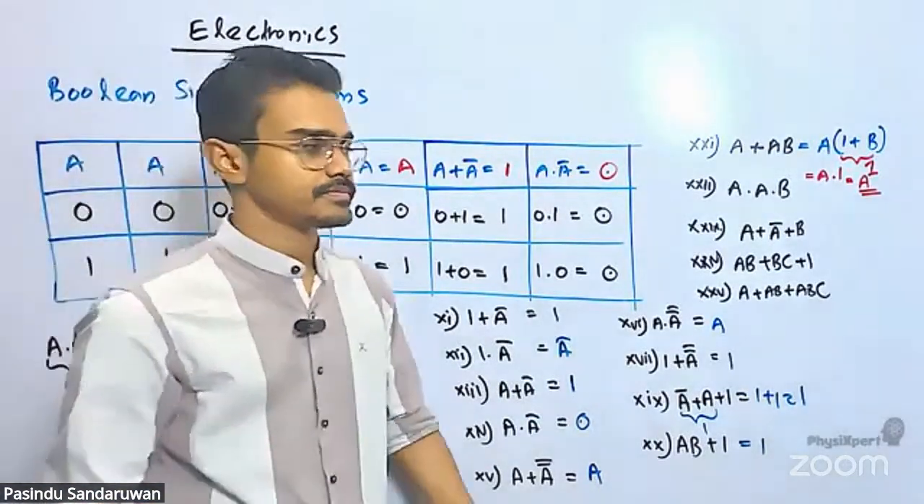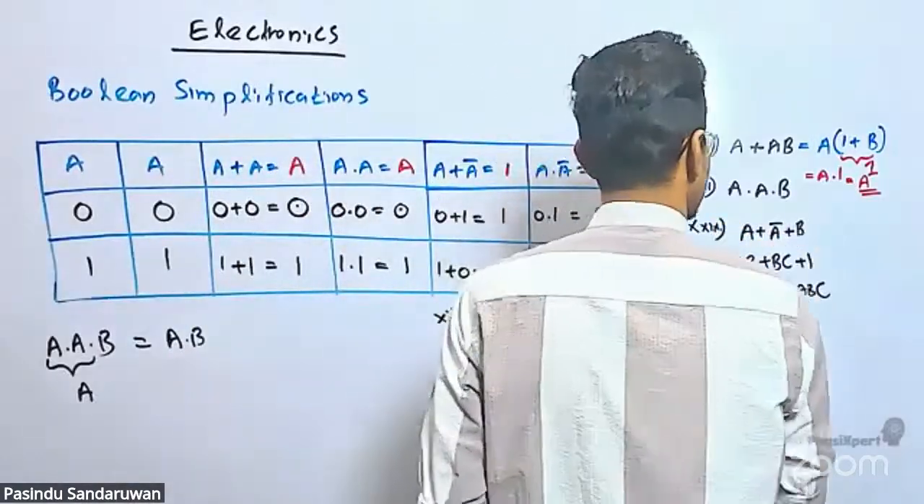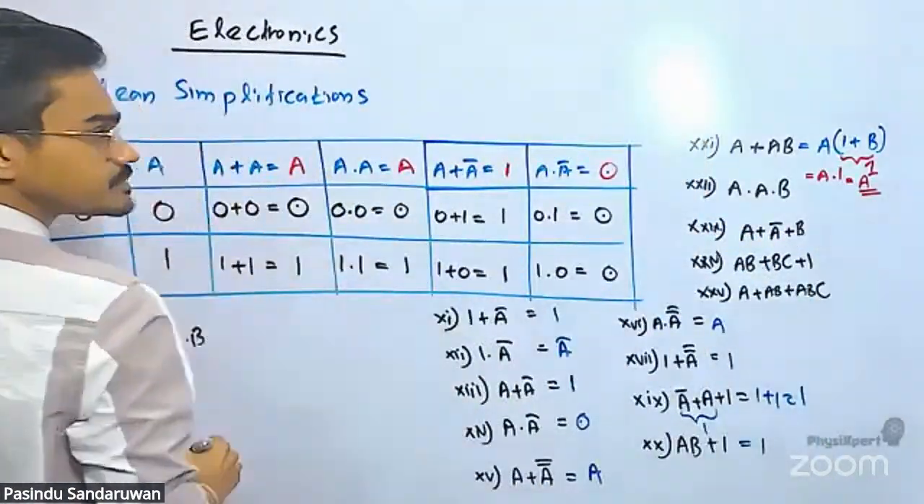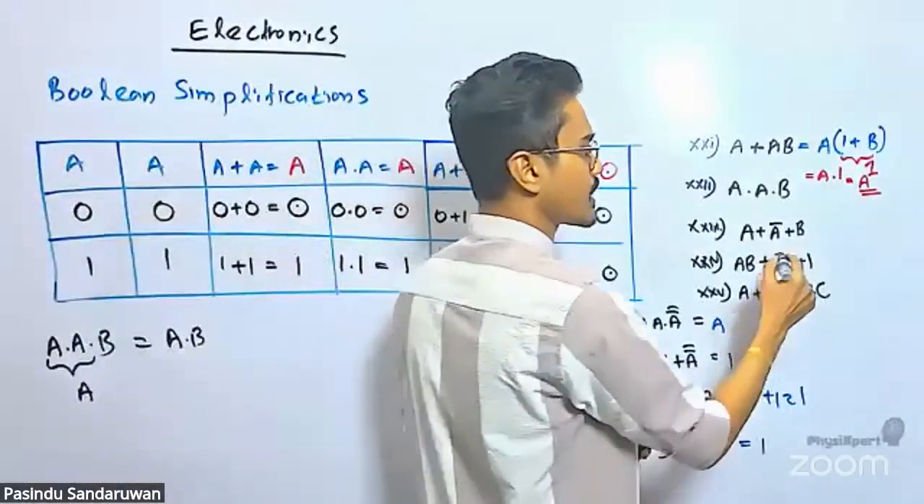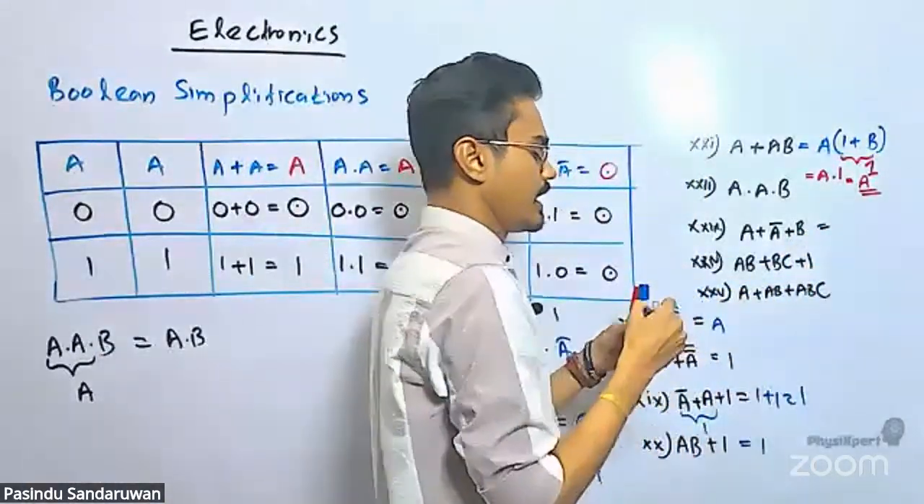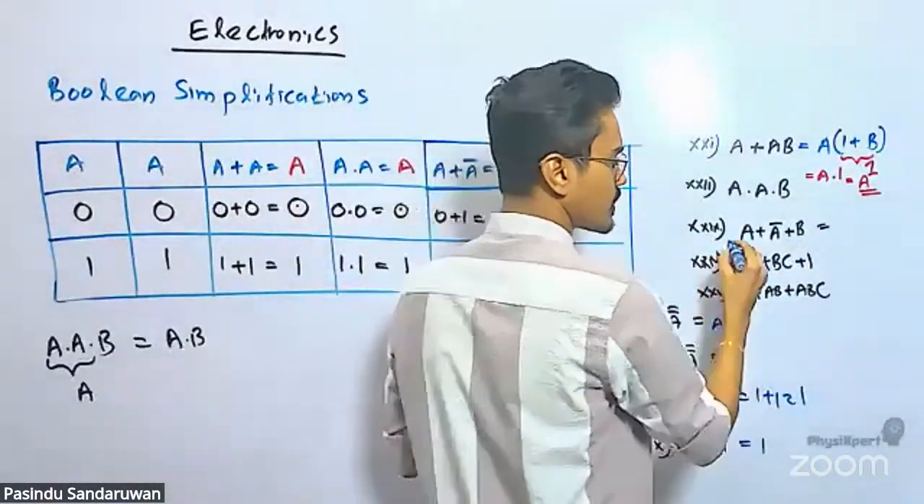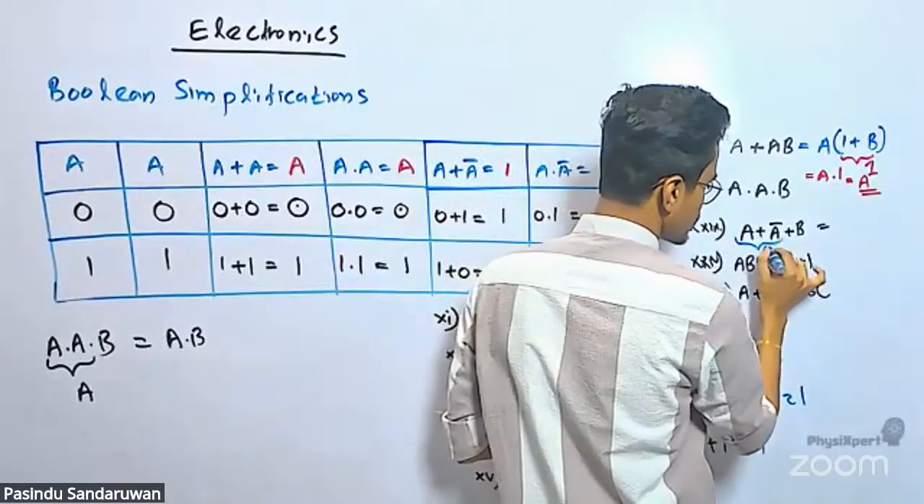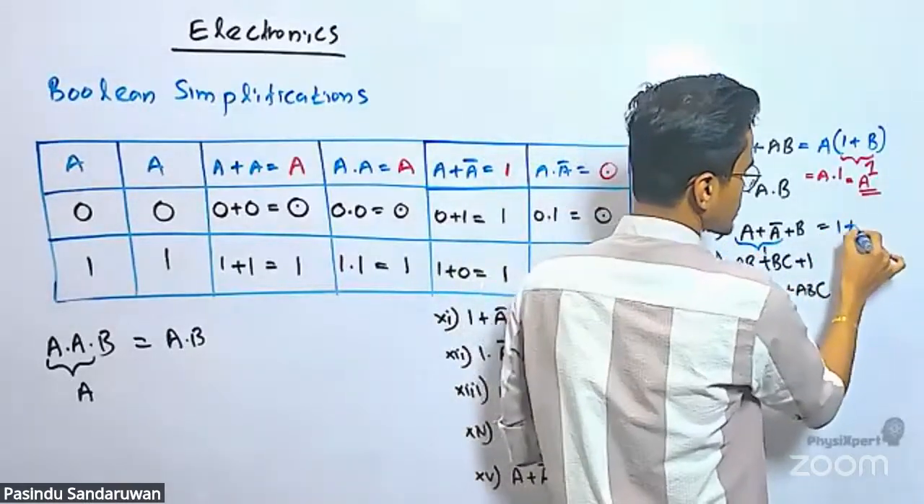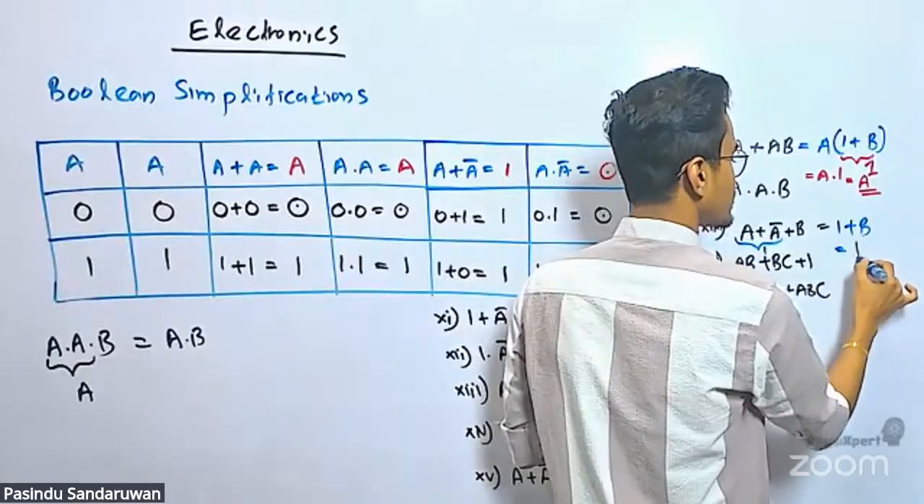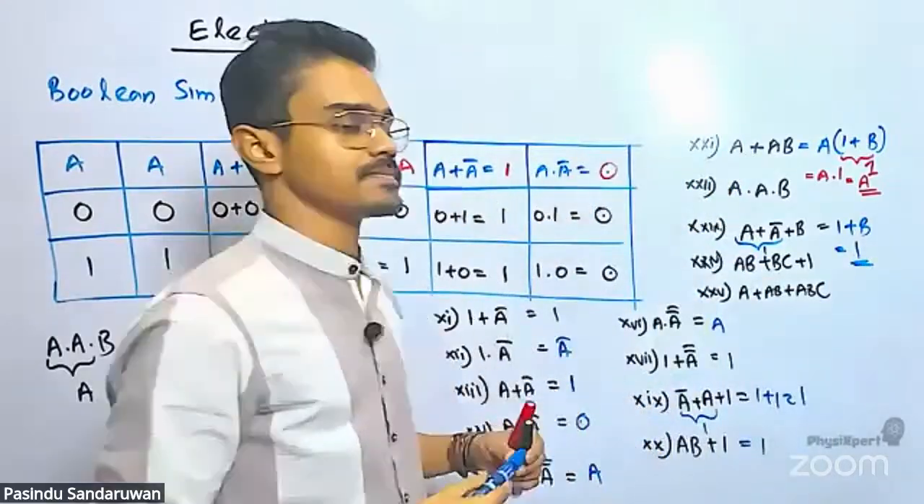A plus A bar plus B. Let's simplify. A plus A bar is known. A plus A bar is 1. Then 1 plus B. 1 plus B is 1.